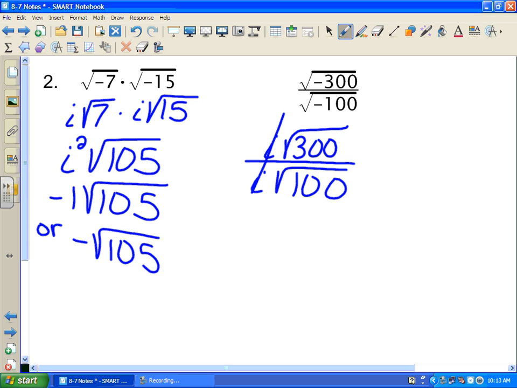Now, there's two ways to do this. You could start simplifying these radicals. That's the hard way. The easy way is divide first. What's radical 300 divided by radical 100? Radical 3. And then simplify that if you can. But I'm pretty sure that's all you can do.